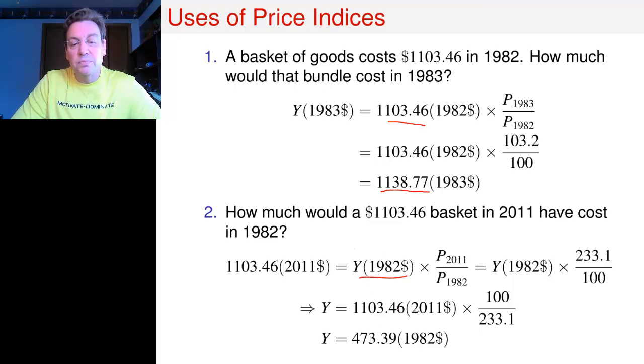And we can just do the simple algebra, and what you see is that that basket would have cost in 1982 $473.39. So what is the idea here? The idea is that there was enough inflation between '82 and 2011 that the same set of goods and services cost almost 3 times as many dollars in 2011 as in '82.